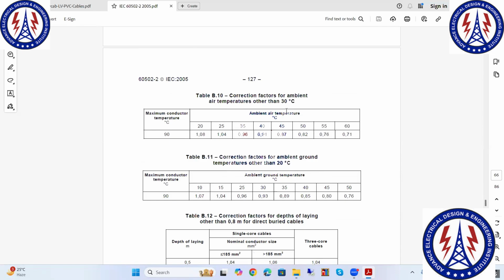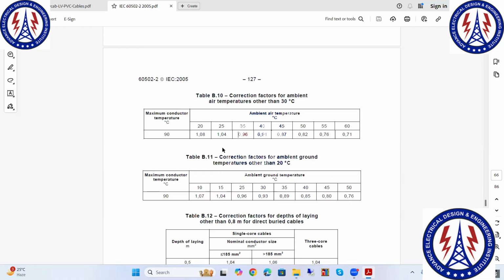This is the IEC. In this, it is defined on 30 degrees centigrade. If the temperature is different, accordingly it will change. So we should first download the correct catalog and follow the correct standard for sizing the cable.